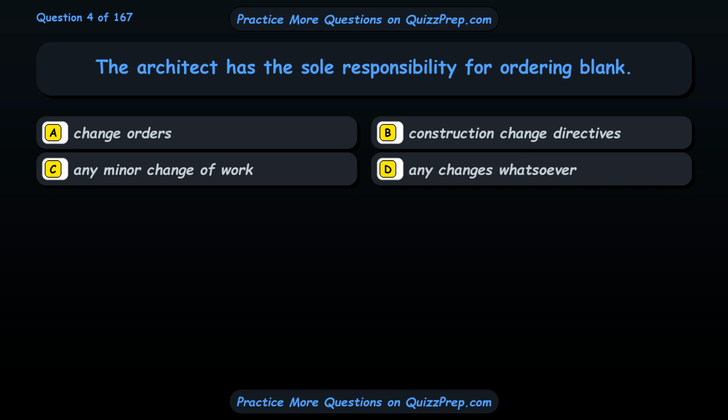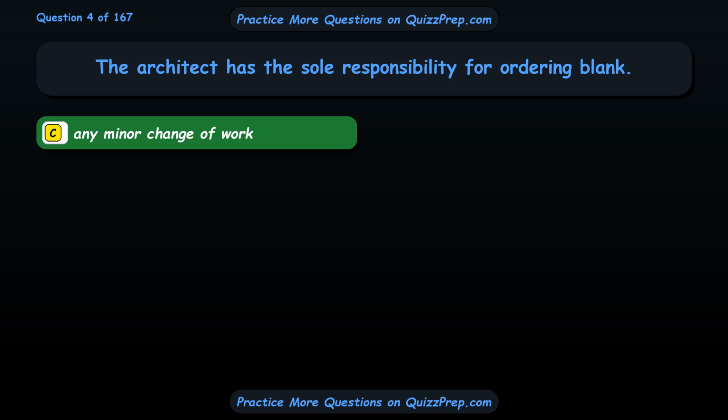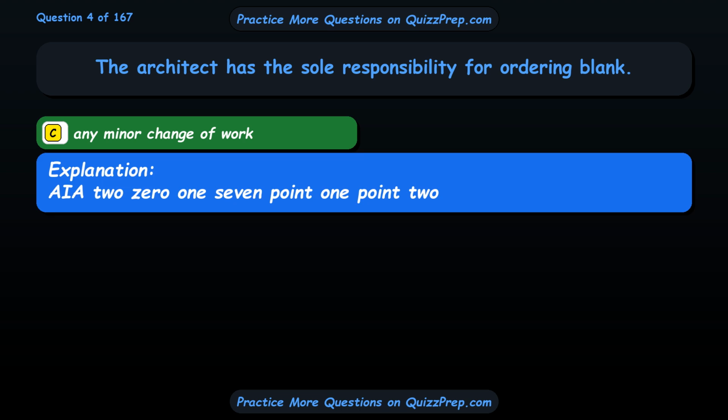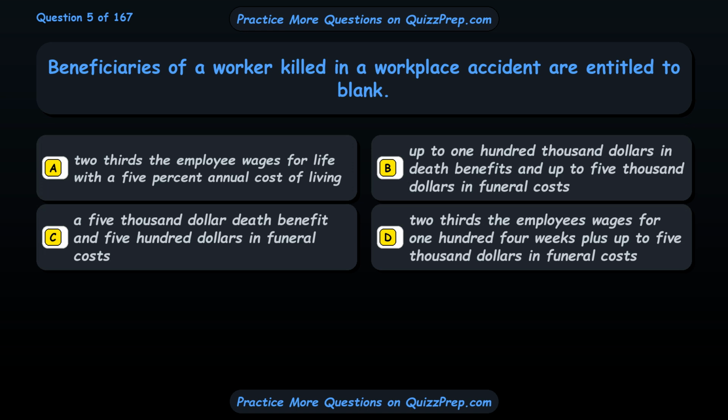Question 4. The architect has the sole responsibility for ordering blank. Option A, change orders. Option B, construction change directives. Option C, any minor change of work. Option D, any changes whatsoever. The correct answer is option C, any minor change of work. AIA 2017.1.2.